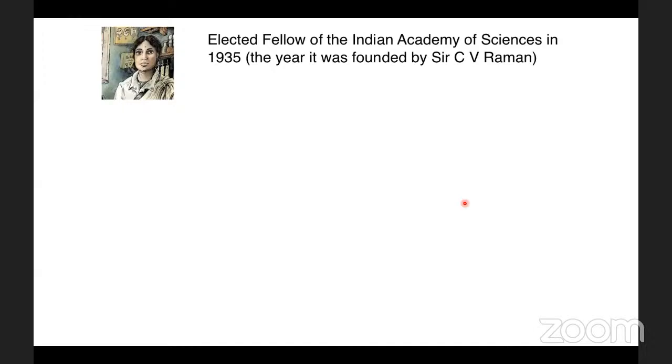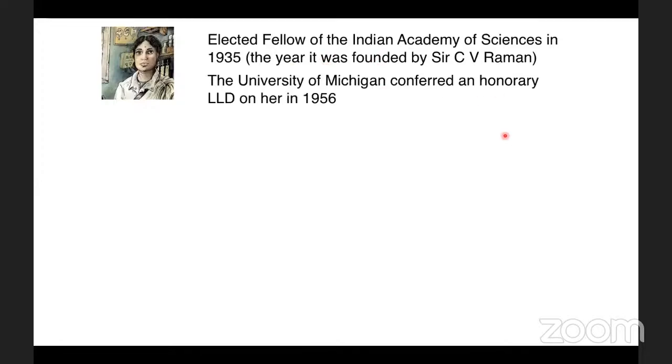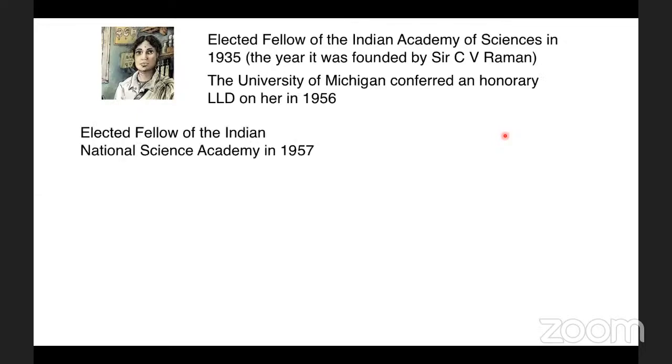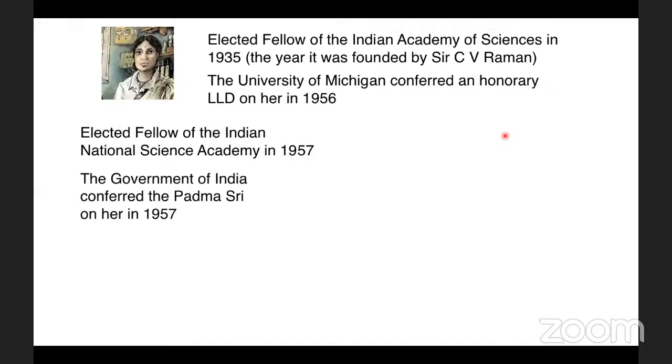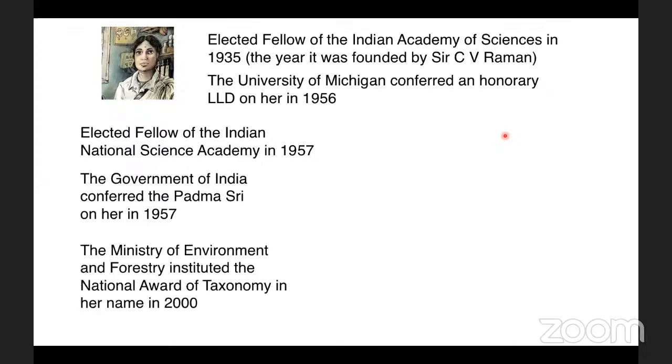She was elected Fellow of the Indian Academy of Science in 1935. 1935 is the year the Indian Academy of Science in Bangalore was established by Sir C.V. Raman. The University of Michigan conferred an honorary LLD on her in 1956. She was elected Fellow of the Indian National Science Academy in Delhi in 1957. The Government of India conferred the Padma Shri on her in 1957. The Ministry of Environment and Forests instituted the National Award of Taxonomy in her name in 2000.